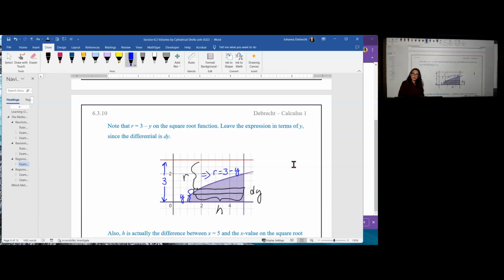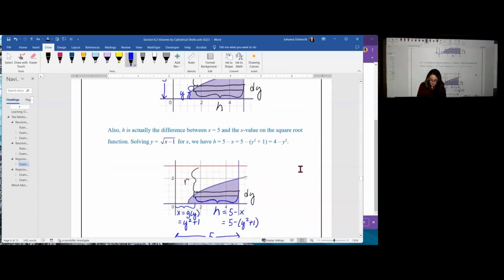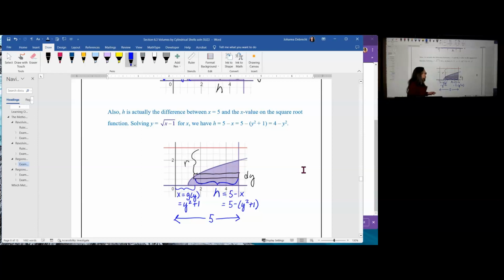Now that we know what the radius is, and it's represented in terms of the variable that represents the differential, we need a representation for the height. The height is going to be a little more complicated as well. When we look at the height here, notice again that the height of the cylinder is given by the length of the rectangle at that point. In this case, from the y-axis to the far end of the strip is a length of 5, because this is the vertical line, x equal 5.